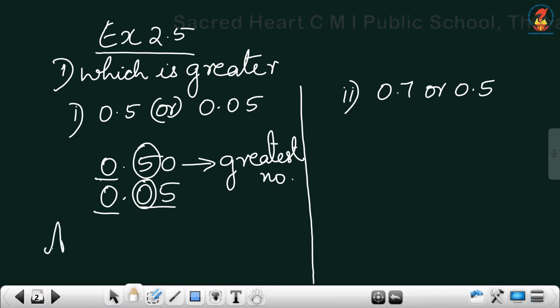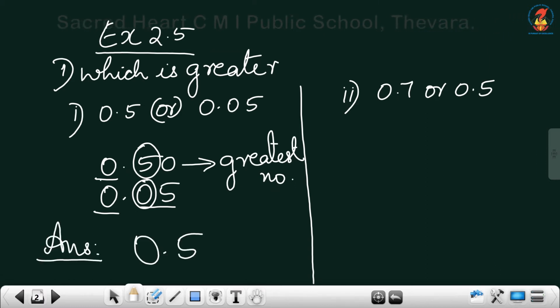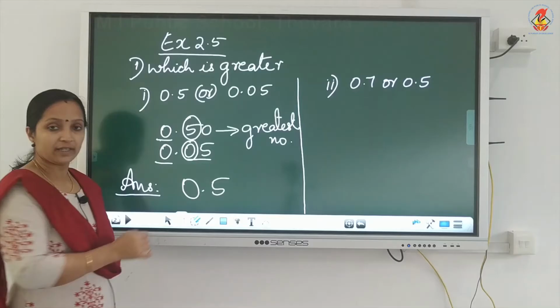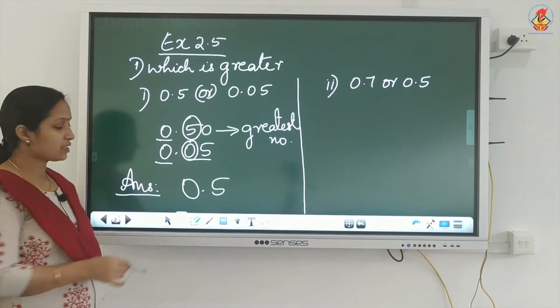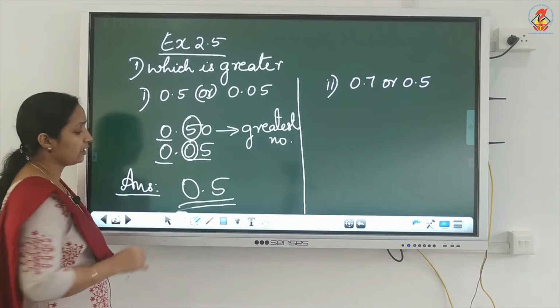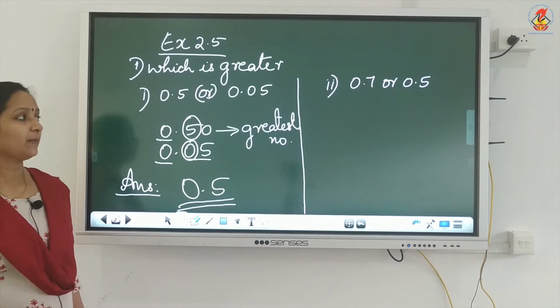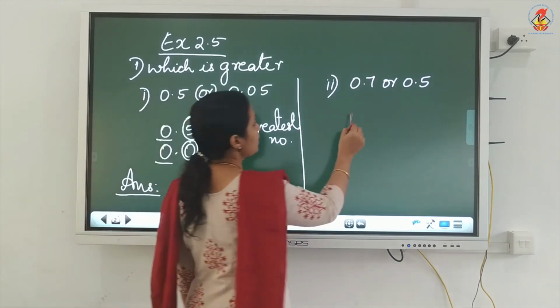So which is the greatest number here? 0.5. When you are writing the final answer, just look at the question and write the answer. When you are doing the comparison, convert them into like decimal. So what is the answer here? Which is greater here? 0.5. Now look at the next question.